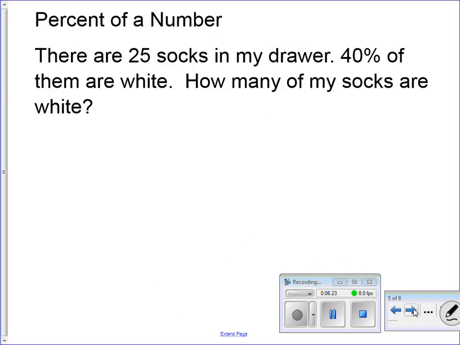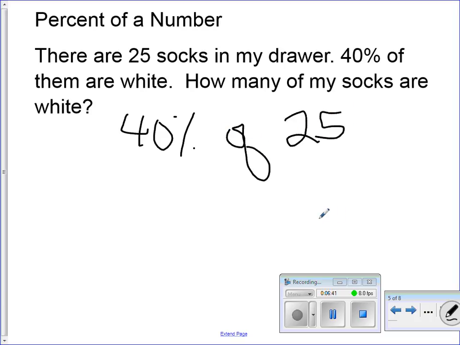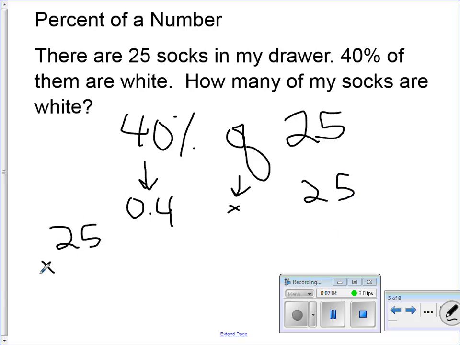All right, one more example. There are 25 socks in my drawer, and 40% of them are white. How many of my socks are white? So what we're looking for here is we want to find what is 40% of 25. You could definitely use that 10% trick. If not, we're going to change 40% to a decimal, which is 4/10 or 40/100, but this is 40/100 in more simple form. Of means to multiply, and we have 25. So 25 times 4/10.